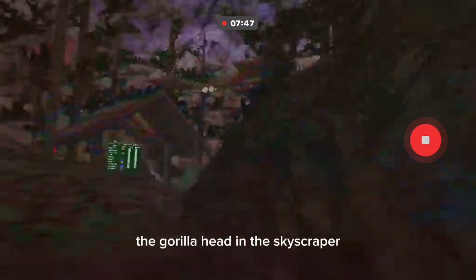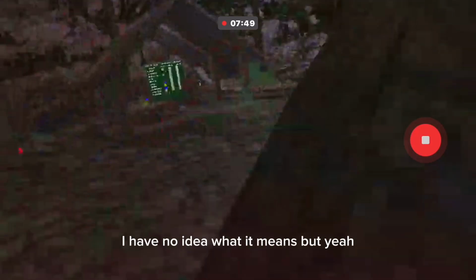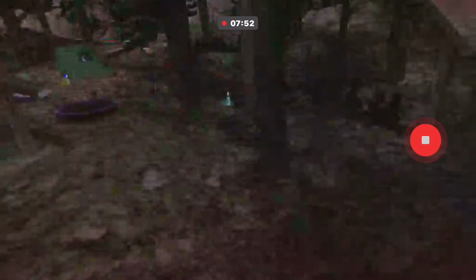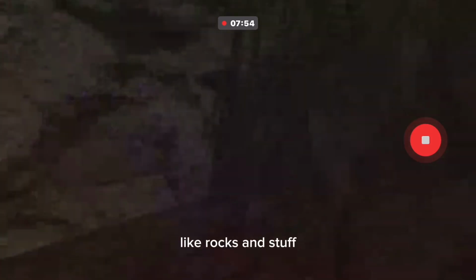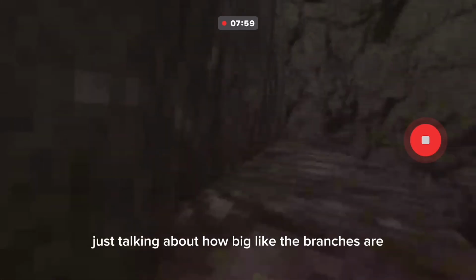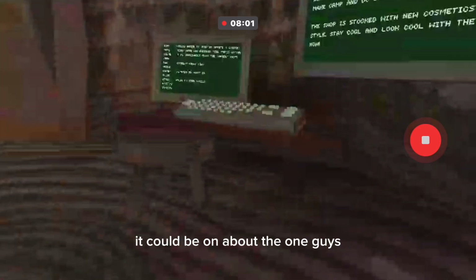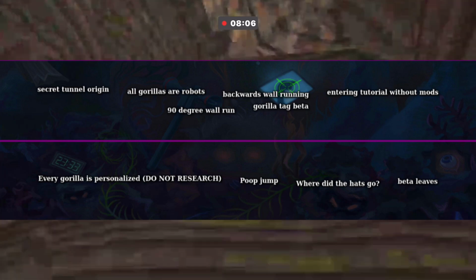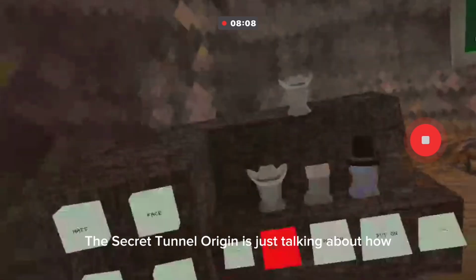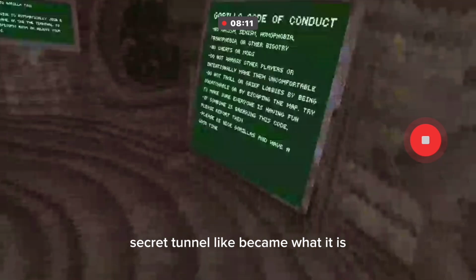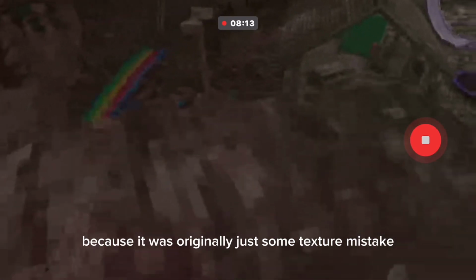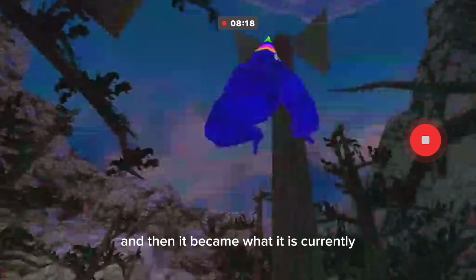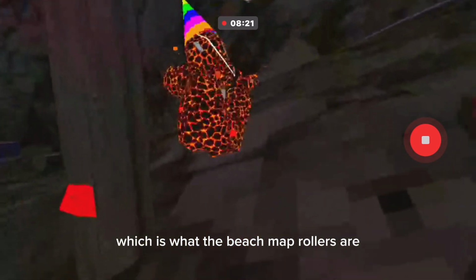The gorilla head in the skyscraper, I have no idea what it means, but yeah. The rock texture is just how it looks like rocks and stuff. Thick branches, just talking about how big the branches are. And I'm not sure what the last one is. It could be talking about the monk eyes. The secret tunnel origin is just talking about how secret tunnel became what it is, because it was originally just some texture mistake, and then it became what it is currently, which is the beach map.